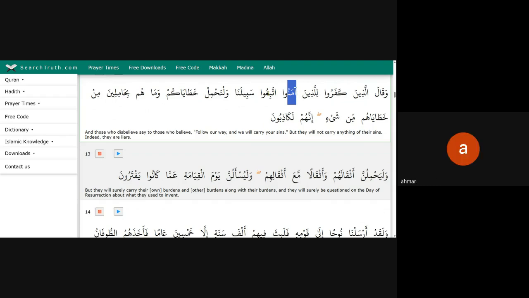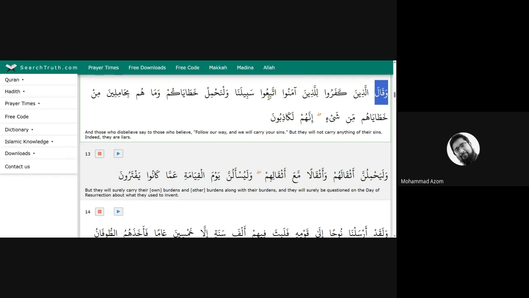I have a question, ittabi. Sure. So allazina is a plural, then shouldn't the qala be a plural version here? No, that's the rule of outside doer. Outside doer only matches gender. Right, yes, thank you. Okay, so qala allazina kafaru lillazina amanu.